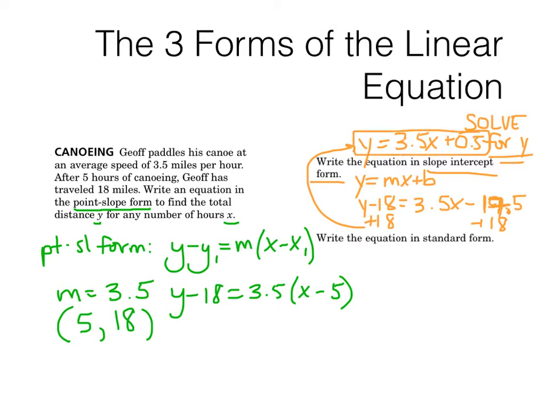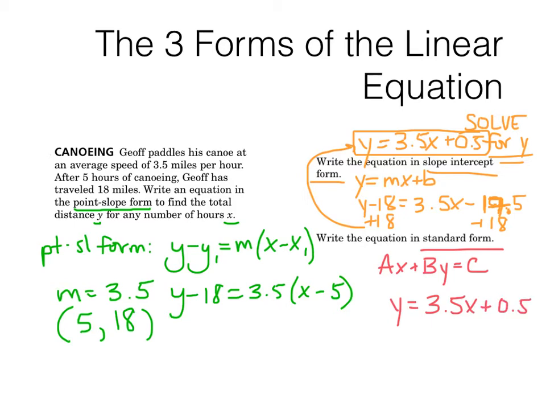Now we need it in standard form. So finally, standard form, that's the one that's ax plus by equals c. A, b, and c all have to be integers. So we're going to take this equation up here. We need to get x and y together on the same side and do something to the equation so that we have all integers. So I'm going to copy it down.